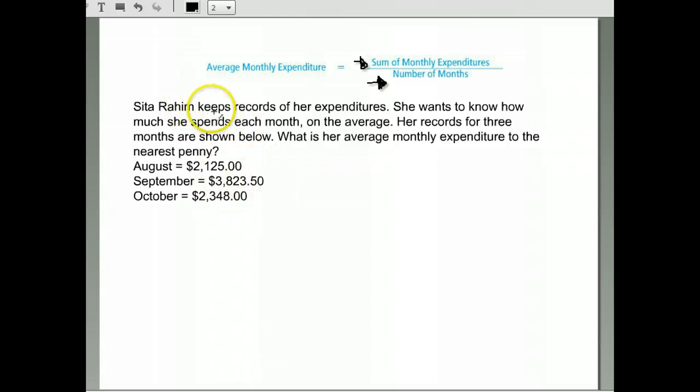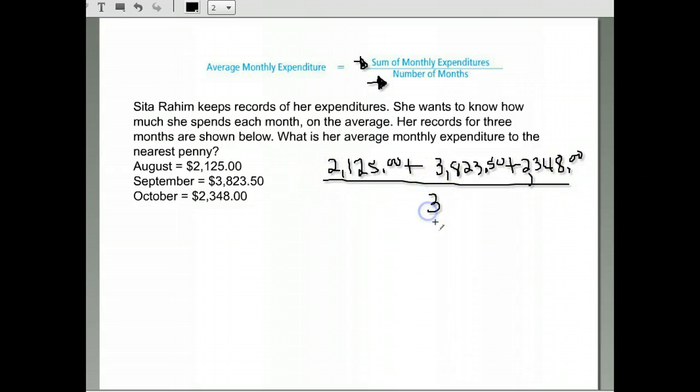So in this example, she's keeping records and she wants to know how much she spends on average each month. Her records for 3 months are shown. What's her average monthly expenditure? So we really just follow the formula. We take August and add to September and add to October. And then we divide by the number of months. There were 3 months.